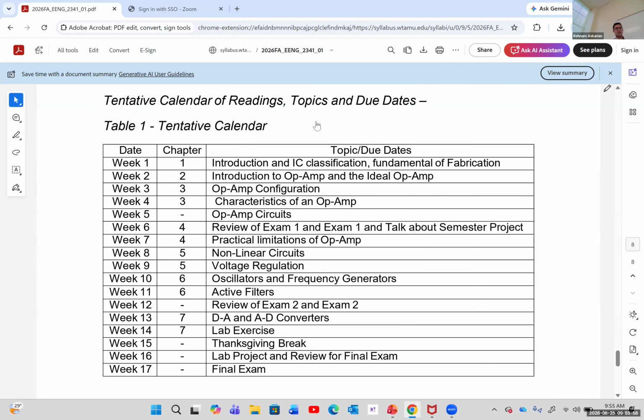Now, the tentative calendar is going to be as follows. You can see here. The first week is going to be introduction, IC classification, and some fundamentals of fabrication. The second week is going to be introduction to op-amps and the ideal op-amp. The third week is going to be op-amp configurations and the characteristics of an ideal op-amp and a non-ideal op-amp. In the fourth week, we're going to start with op-amp circuits, and then we're going to have a review for exam number 1, and exam number 1.